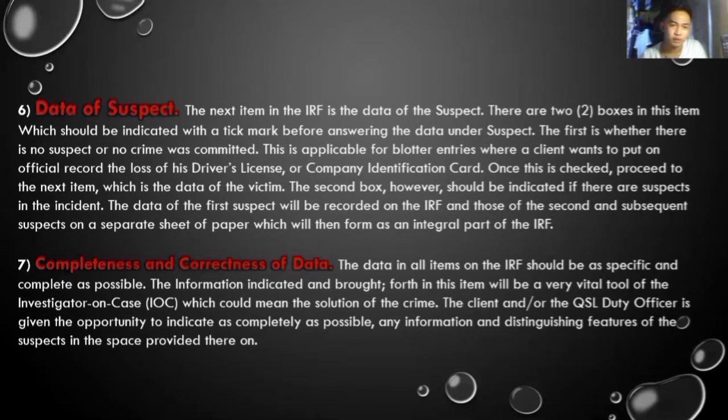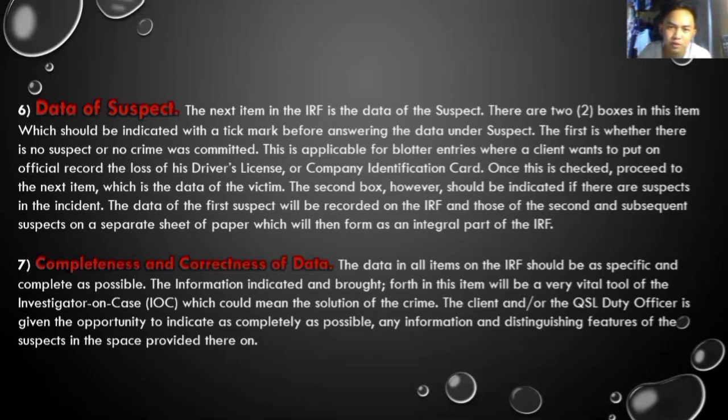6. Data of suspect. The next item in the IRF is the data of the suspect. There are two boxes in the item which should be indicated with a tick mark before answering the data under suspect. The first is whether there is no suspect or no crime was committed. This is applicable for blotter entries, where a client wants to put on official record the loss of driver's license or company identification card.